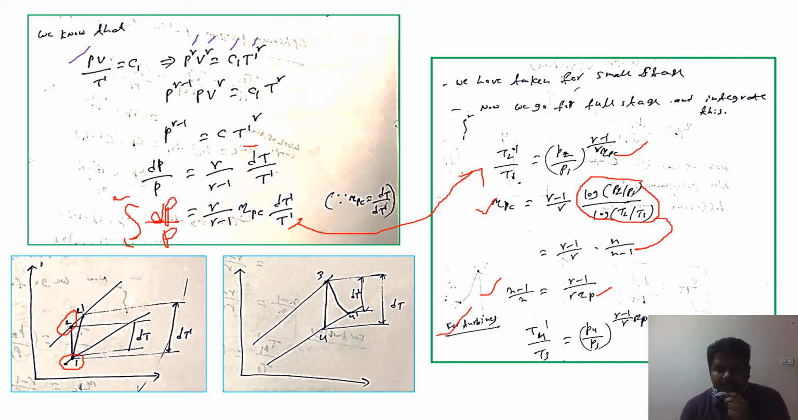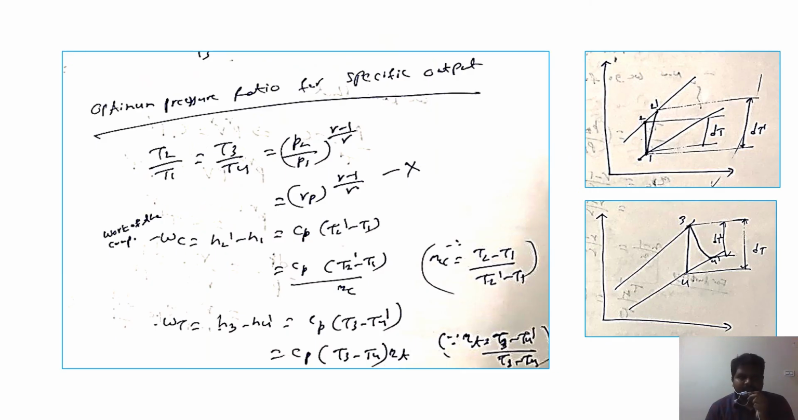Similarly, we can write for turbine also. For turbine, it is the process between 3 to 4 dash. So we can write it as T4 dash divided by T3 equals to P3 by P4 whole power gamma minus 1 by gamma into small stage efficiency.